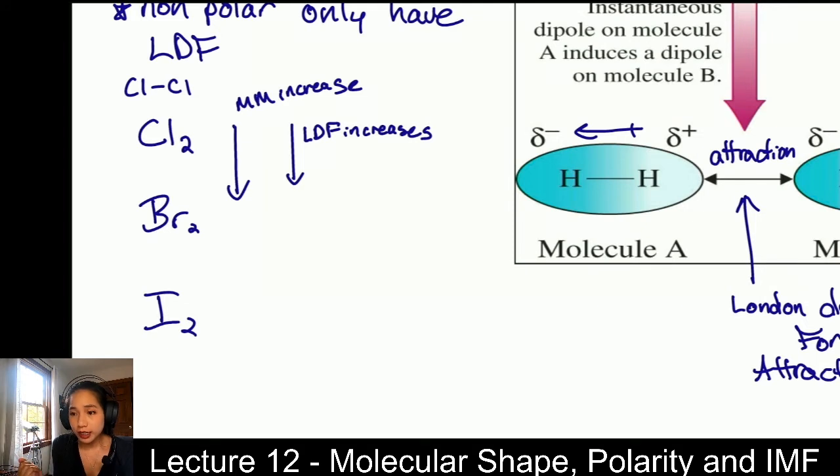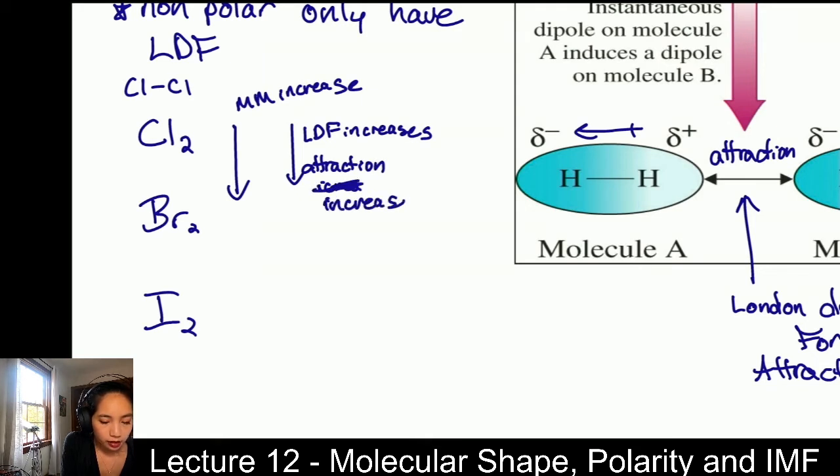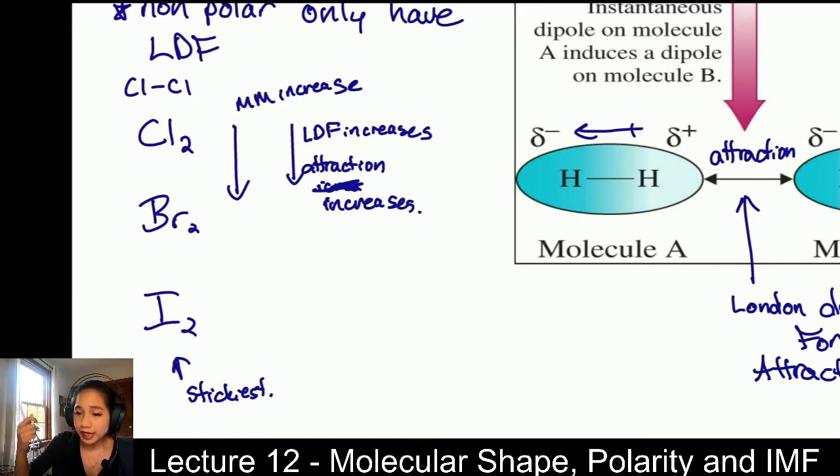If the attraction increases, it means that iodine, because it has the most attraction, the most London dispersion forces, has quite strong stickiness holding the molecules together. Diatomic iodine is the stickiest. So it's going to require a lot more energy. We have to raise the temperature a lot in order to make it a gas, in order to overcome the intermolecular forces holding together that sample.